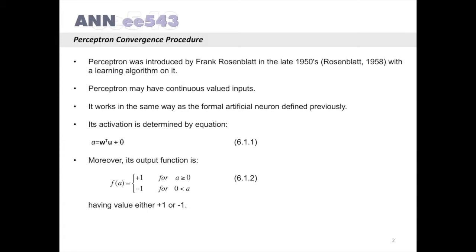Perceptron was introduced by Frank Rosenblatt in the late 1950s with a learning algorithm on it. Perceptron may have continuous valued inputs. It works in the same way as the formal artificial neuron defined previously. Its activation is determined by the equation: activation is w transpose u plus theta. Moreover, its output function f applied on activation is equal to +1 for activation greater than or equal to 0, and -1 for activation less than 0. So the output has a value of either +1 or -1.